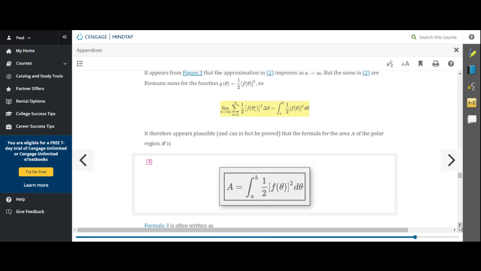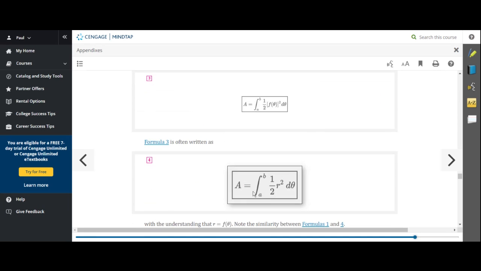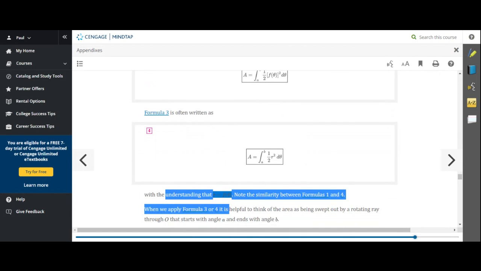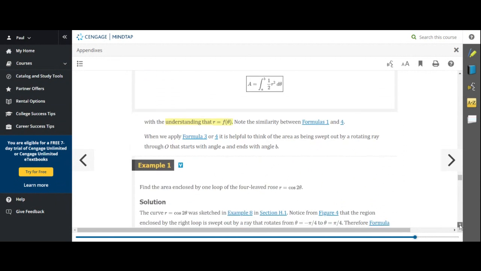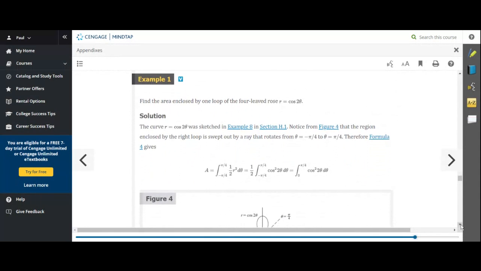And of course, they abbreviate the formula this way by replacing f of theta by r, with the understanding that r equals f of theta. So of course, what we want to do is look at some examples. We already saw one example. Let me go to example 1 in the book, and let's have a look at that.